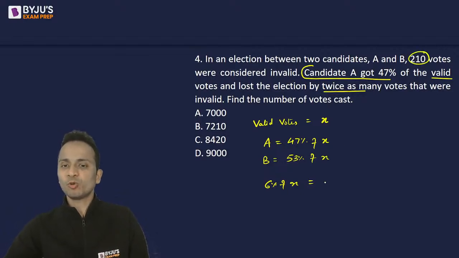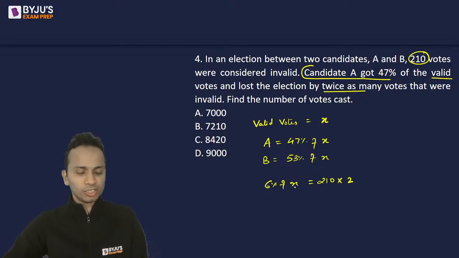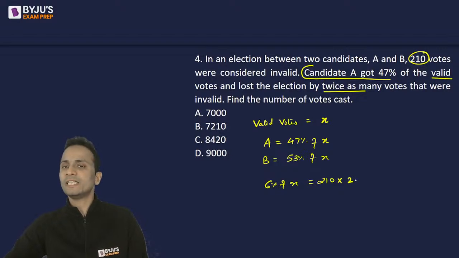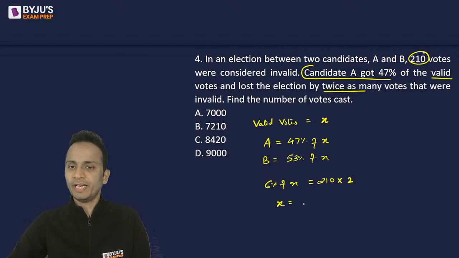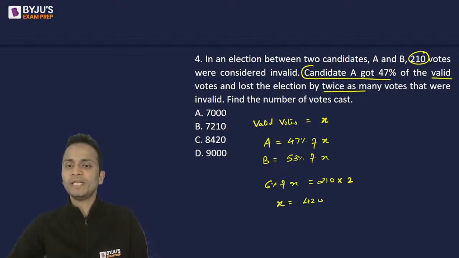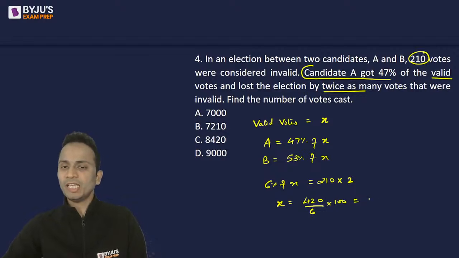How many invalid votes were there? 210. So this is twice of 210. So 6 percentage of x is equal to 210 multiplied by 2. So from here you will get the value of x. That is 420 divided by 6 multiplied by 100. So the value of x comes out to be 7,000.